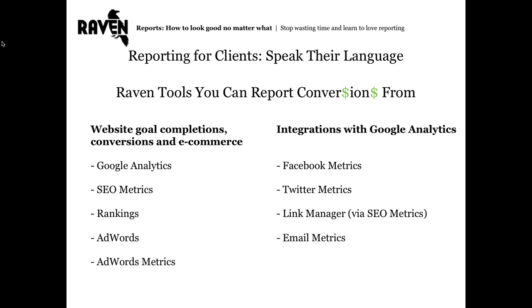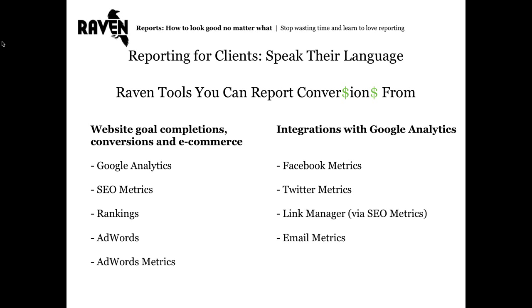And of course, when we talk about speaking business, we have to think about conversions and goal completions in e-commerce. Links and rankings are nice, but traffic and revenue, that's what your boss is going to care about. So there are a number of tools in Raven where you can see your conversion data mashed up with your other campaign data. A few of them, Google Analytics, obviously. Raven's SEO metrics tool actually filters some of the most important data from your own Google Analytics to make it easier to see things based on engagement and conversion metrics.